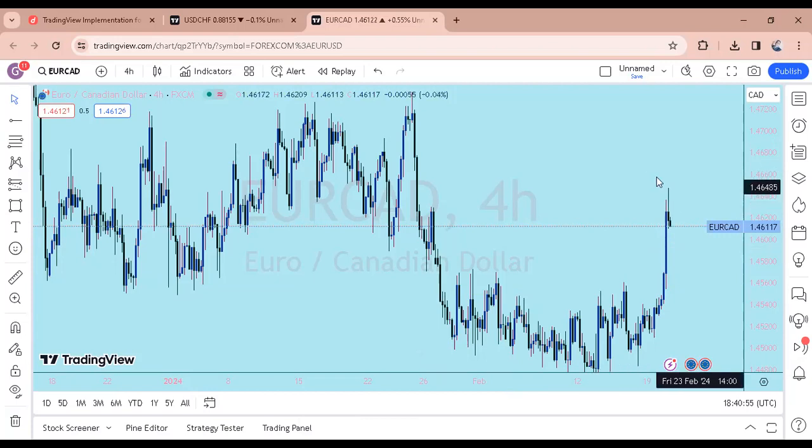Oh no, I'm seeing a move here. I'm supposed to take a sell here. But let me see what happens. Let's see if I can get a pullback to this place.